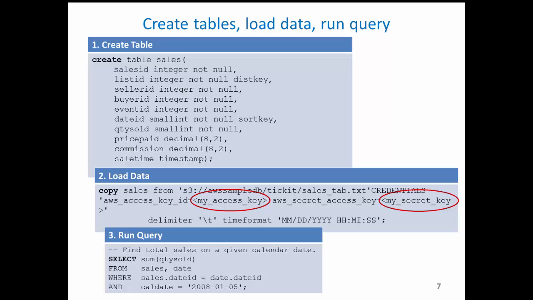To create the tables, we used the standard SQL CREATE command. But for loading data, Amazon recommends that we use the native SQL COPY command. You have to provide your access key and your secret key to get the permission to transfer data from S3 to Redshift. And to run the query, you can use the standard SELECT command to get your data output.